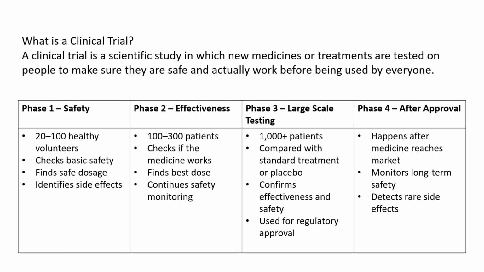What is phase one? Phase one clinical trial mainly deals with the safety of the drug. Because it's the initial stage of clinical trials, the number of volunteers in this phase is very small. It involves about 20 to 100 healthy volunteers, and it checks the basic safety, finds the dosage, and identifies side effects.